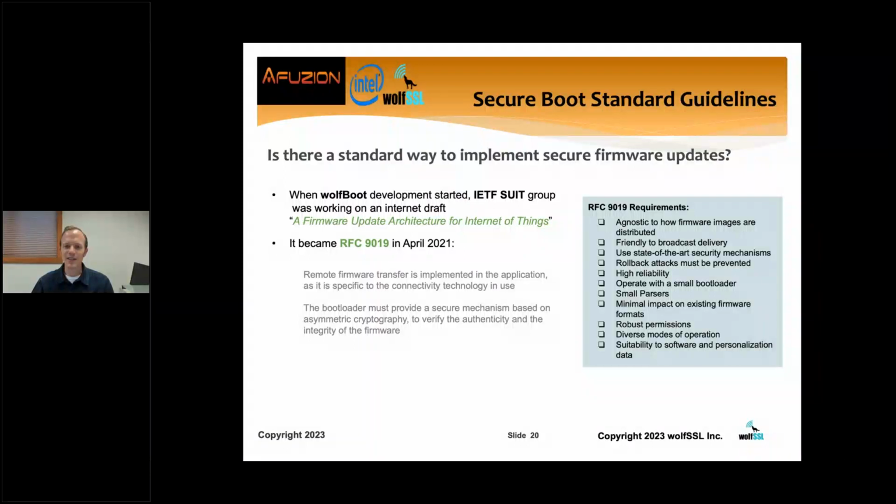So when we started authoring our wolfBoot product, we went out looking for what standards there are for secure boot and secure firmware updates. At that time, the IETF SUIT group was working on an internet draft called a firmware update architecture for Internet of Things. This did become finalized in April of 2021 as RFC 9019. Just a couple quotes from the document to tell you a little bit about what it says. Remote firmware transfer is implemented in the application as it is specific to the connectivity technology in use. And the bootloader must provide a secure mechanism based on asymmetric crypto to verify the authenticity and integrity of the firmware. There are a number of requirements encapsulated in this RFC. You can see some of those listed in the box here on the right-hand side of the slide. And we did follow those requirements as we were implementing wolfBoot.